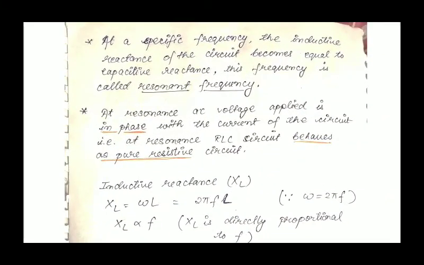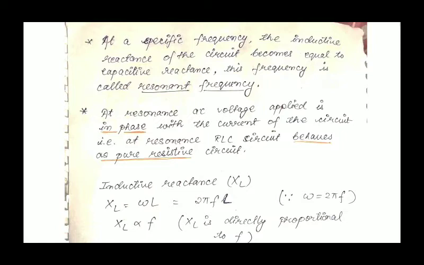So the resonance occurs at a specific frequency when the inductive reactance equals the capacitive reactance, and this frequency is called the resonant frequency. And at resonance, the applied voltage is in phase with the current of the circuit. Means at resonance, the series RLC circuit will behave as a pure resistive circuit. Now let us analyze it further.